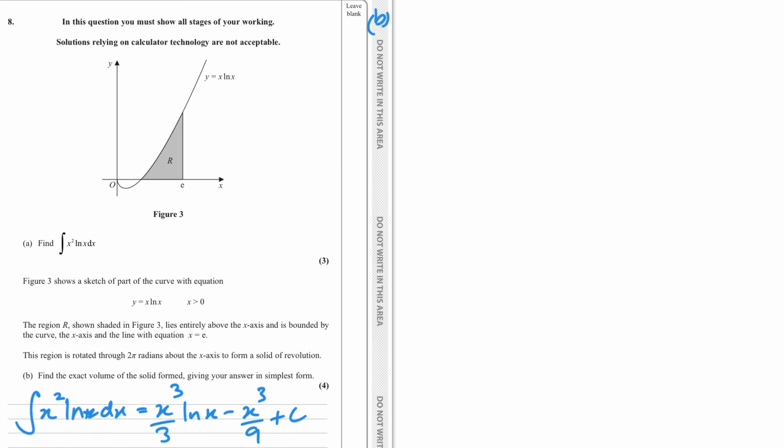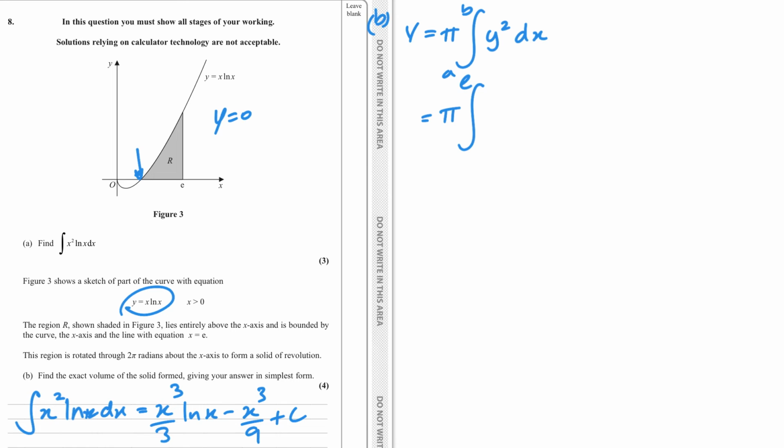Now for part B, we are integrating, but it's going to be a volume, and the volume is pi integral of y squared dx between a b and an a. So in our case, we are integrating between e, and to find the other limit, which is this point here, I need to consider when y equals 0. So when y is 0, x ln x equals 0. So that means x equals 0 or ln x equals 0.